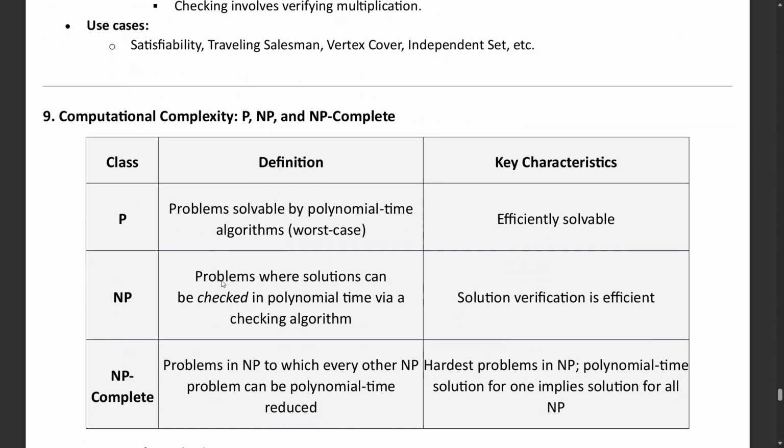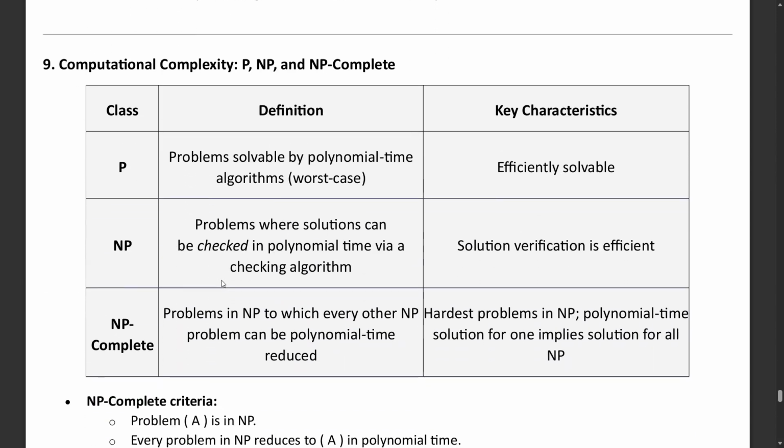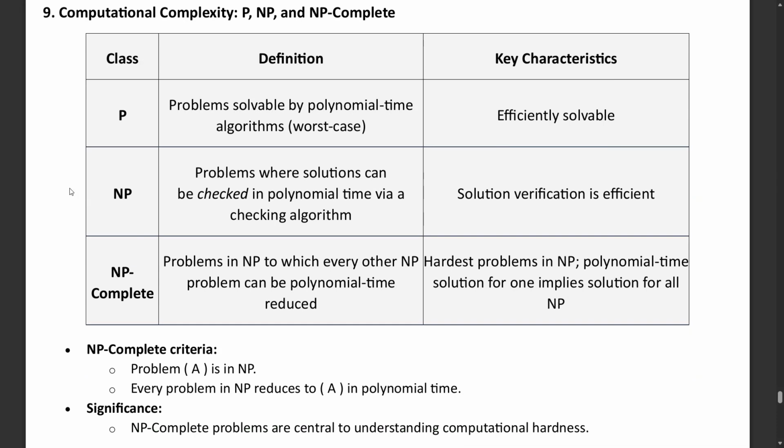Now let's wrap up with complexity classes. P is the set of problems solvable in polynomial time. NP is the set of problems where solutions can be checked in polynomial time, while NP-complete is the hardest problems in NP. If we solve one efficiently, we can solve all NP problems efficiently. These classes help us understand which problems are easy, which are hard, and which are possibly unsolvable in reasonable time.